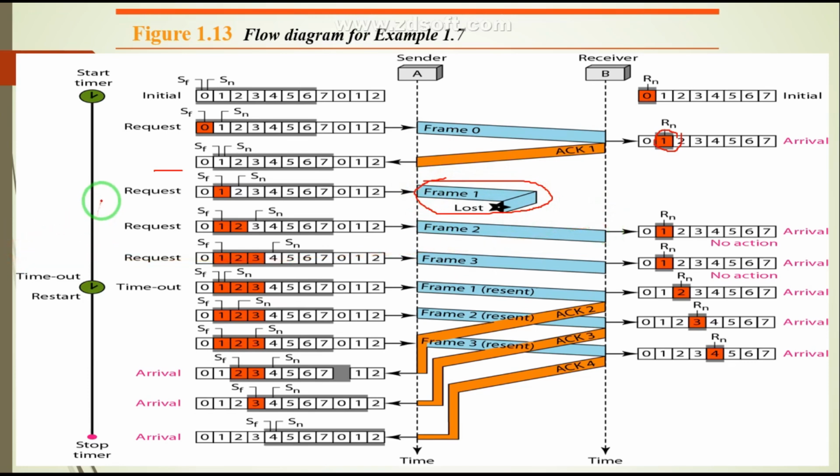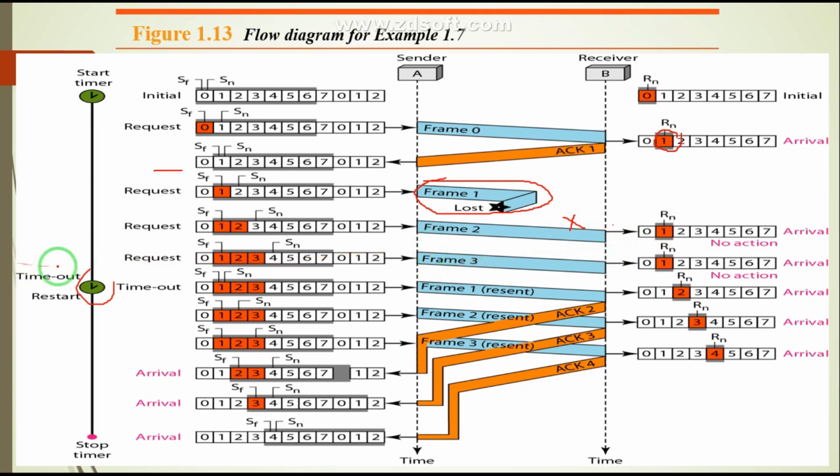But since the timer has not expired, the sender is going to send frame 2. But you can observe over here that Rn is not shifted to 2. Why? Because it has not received frame 1. So frame 2 is discarded.